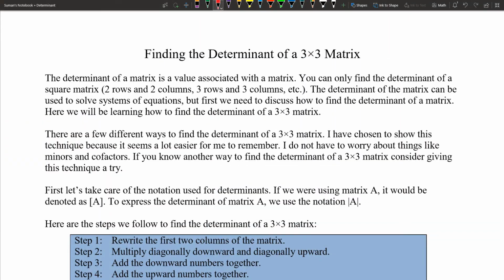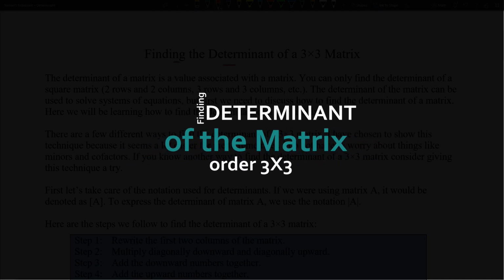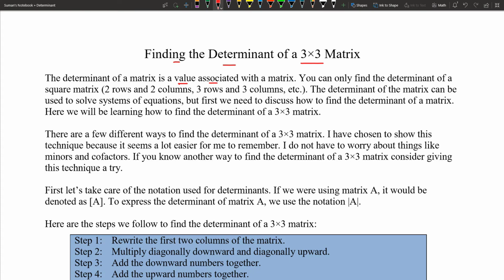Today, our topic is finding the determinant of a 3 cross 3 order matrix. Now we know the determinant of a matrix is a value associated with the matrix. We can only find the determinant of a square matrix: 2 rows and 2 columns, 3 rows and 3 columns, etc. That means we can find the determinant of any matrix which is square in nature.